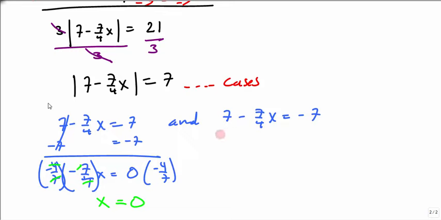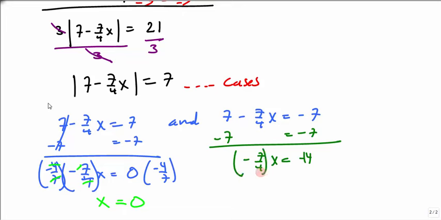And then over here on the right-hand side, I'll subtract 7 from both sides. I'll have a -7/4 x equals -14. Multiply both sides through by a -4/7. Whatever you do to one side, you do to the other. Everything cancels except for the x. A negative times a negative is a positive. 7 goes into 14 twice. 2 times 4 is 8. And remember, the two negatives became a positive. So I have two solutions here, x equals 0 and x equals 8.